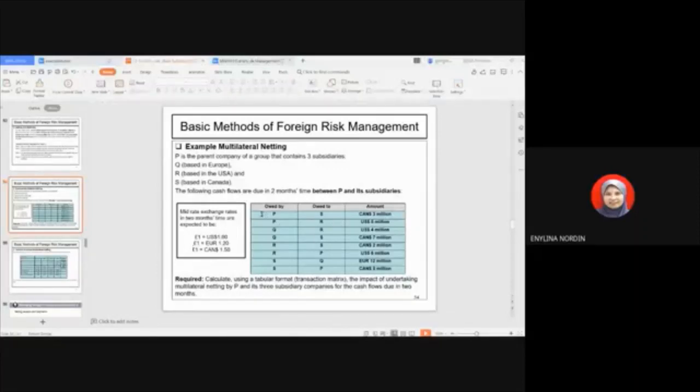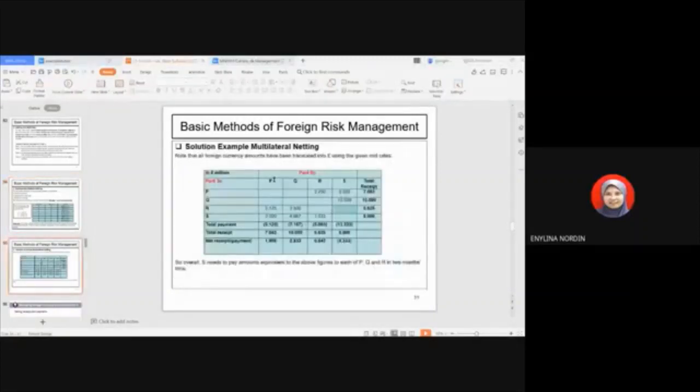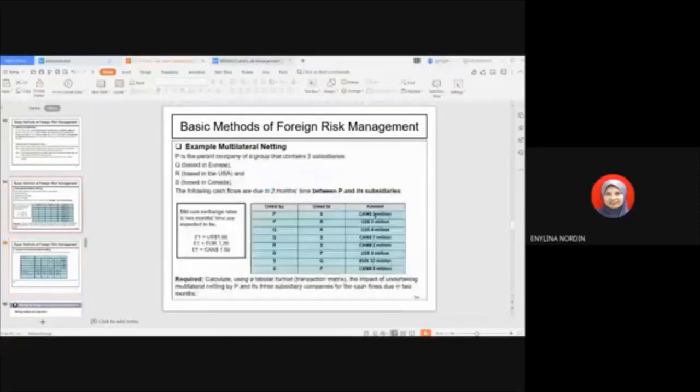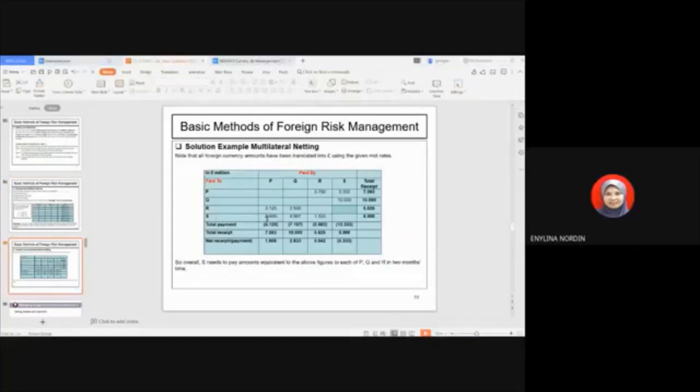So look at how we are going to show it in the table. Here the parent makes the payment, paid to. So this is the column for the receipts, and this is the column for the payment. So P paid to S just now, which is Canada. So how much in pound? You divide 3 million by Canada's exchange rate against the pound, which is 1.5. That is 3 million divided by 1.5. Then P will pay to Canada 2 million pound.